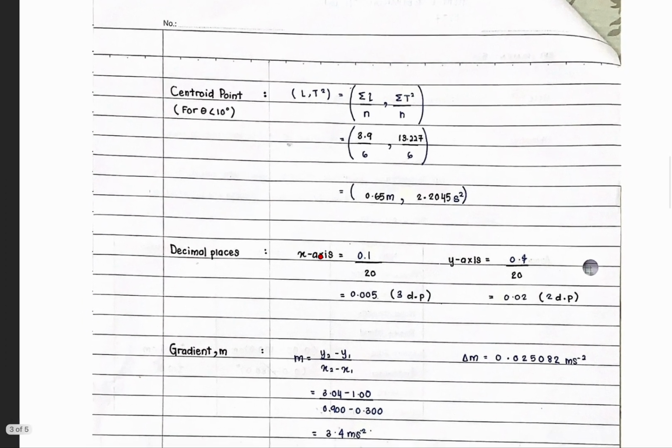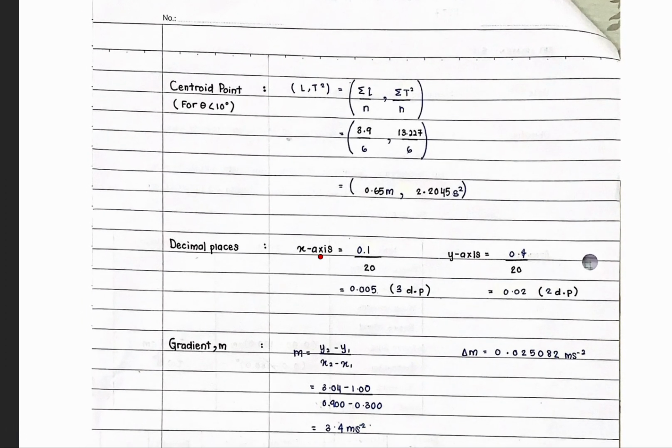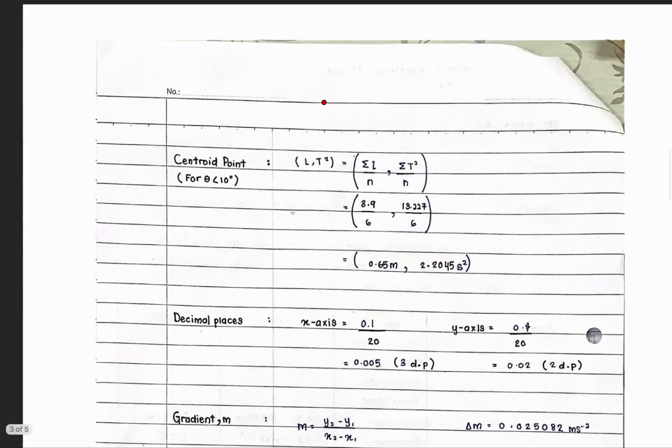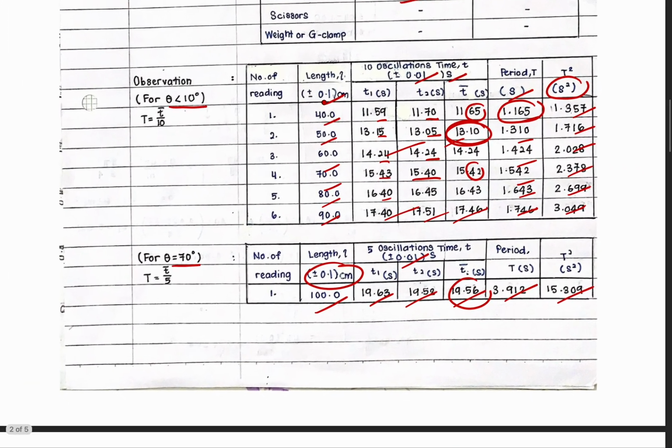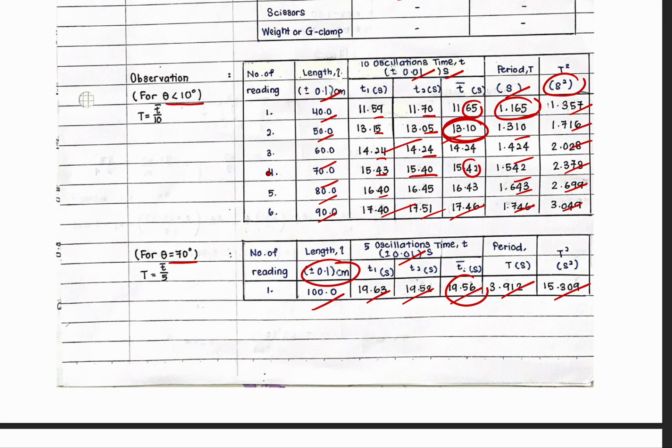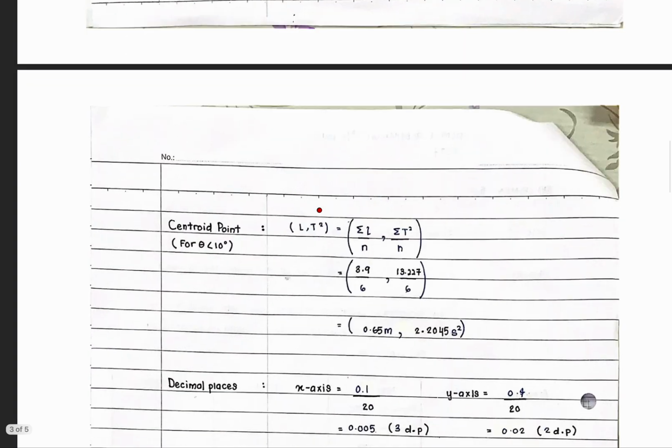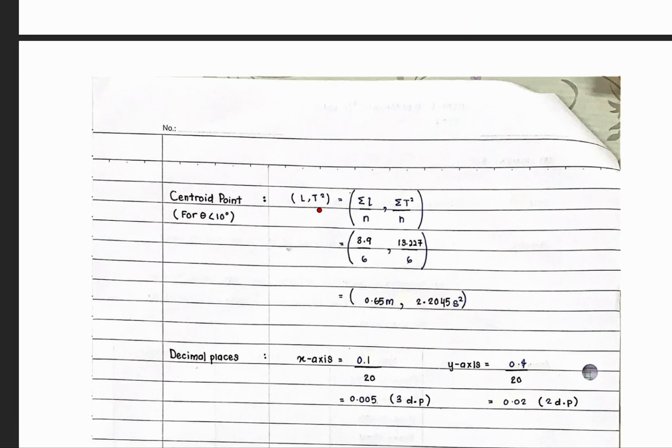Okay, so moving on to your centroid. Before you plot your graph, paling penting kena cari centroid dulu. Centroid adalah hasil tambah. Okay, untuk 70 degree tak perlu plot graph. Okay, so kita plot graph untuk less than 10 degrees only. Okay, so kita nak guna length. So kita tambahkan semua length dan kita bahagi 6. Cuma kita tukarkan dia ke meter siap-siap supaya it's easier. Okay, so tambah semua bahagi 6.